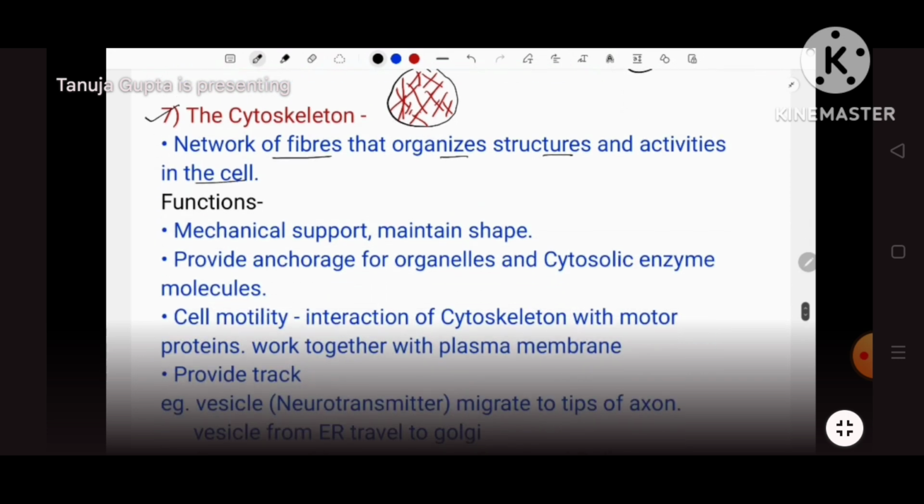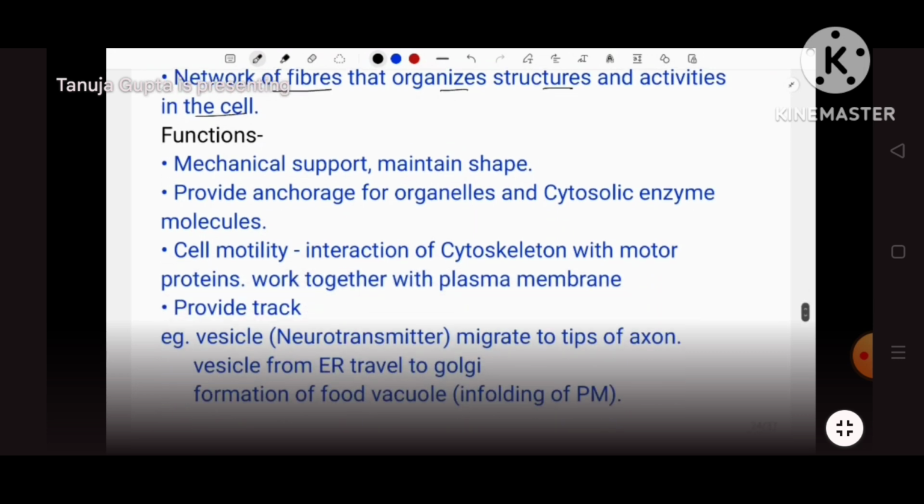So what is it actually doing? It maintains the shape of the cell. Because they act like pillars, many pillars in a room, they maintain all the walls, all the cell structure. So let's go to the first function: mechanical support. Definitely, if they act like a pillar, they give support and maintain the shape as well. Suppose this is the cell. If there were no fibers, there's a chance that the cell would collapse. So it maintains the shape of the cell because of these fibers.